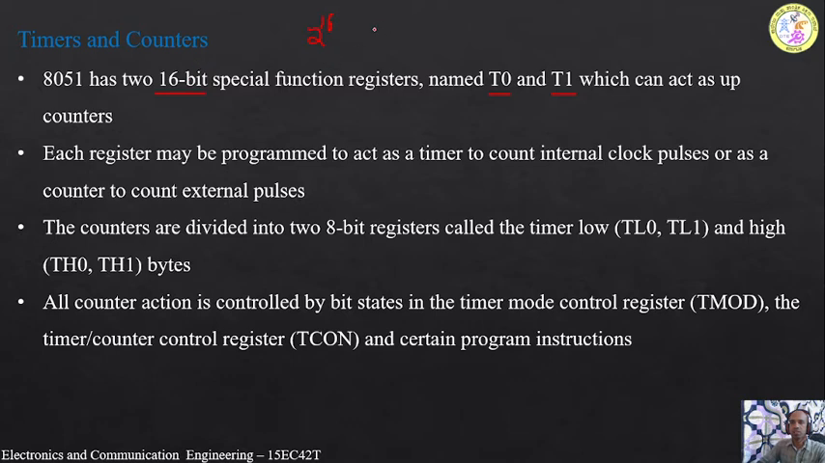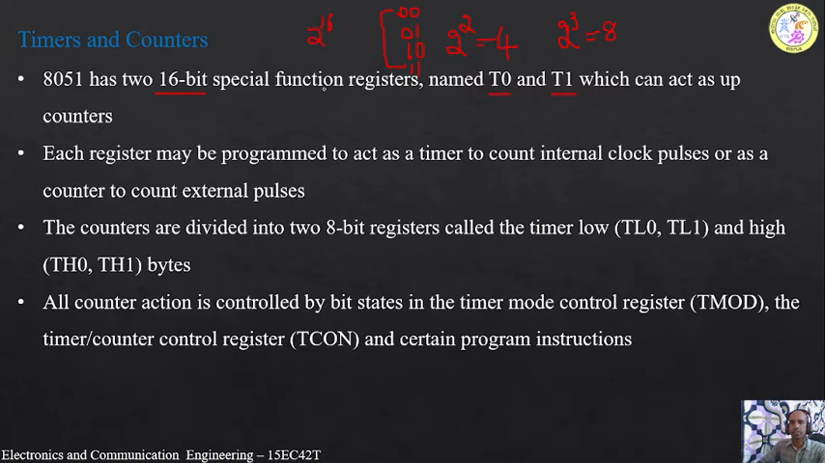For example, if I have 2 bits, how many combinations are possible? 0 0 is one combination, 0 1 is one combination, 1 0 is one combination and 1 1 is one combination. So totally it is 2 to the power of 2, which is 4 combinations: 00, 01, 10, 11. If I have 3 bits, then it is equal to 2 to the power of 3. 2 power 3 is 8 combinations. Like that, here I have 16 bits, so totally 2 to the power of 16 combinations are possible.